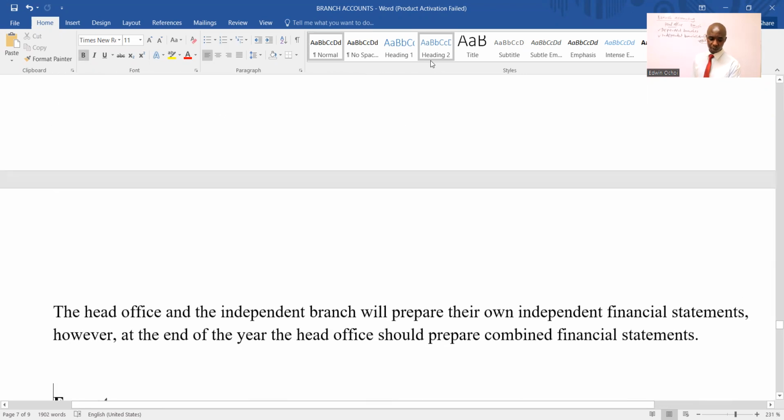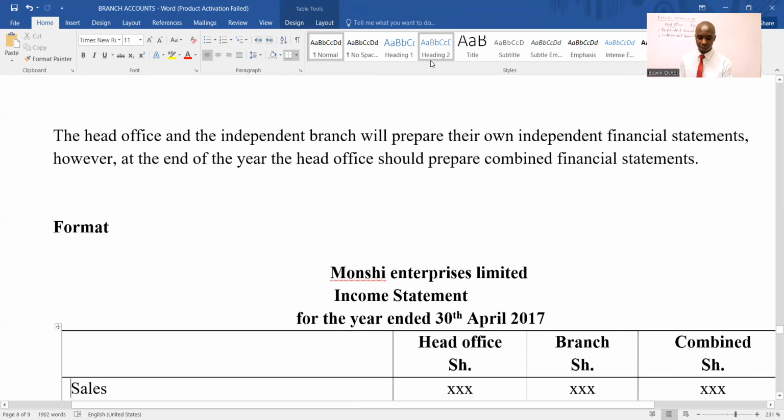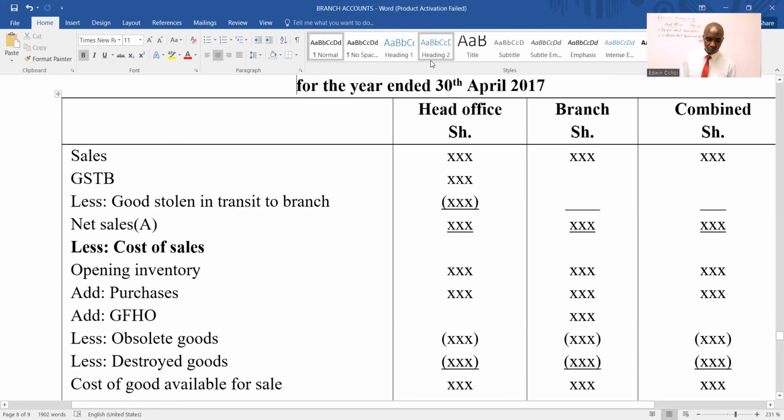So the final statements. The head office and the independent branch will prepare their own independent financial statements. Then the head office will prepare a combined statement for both the head office and the branch. So we have the income statement. This is how it looks. You start from sales, both for the head office and the branch, then total.